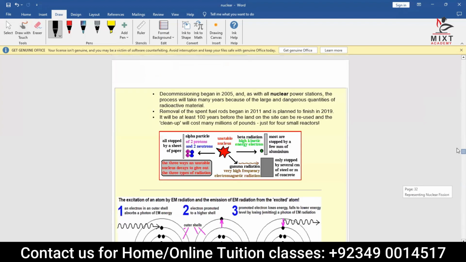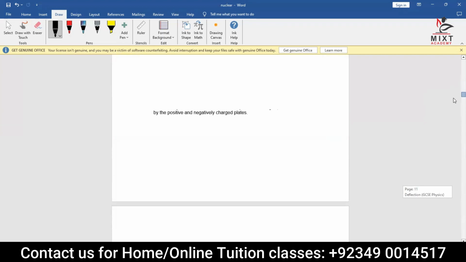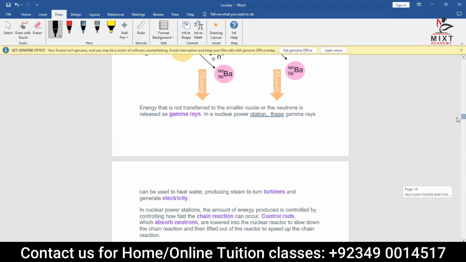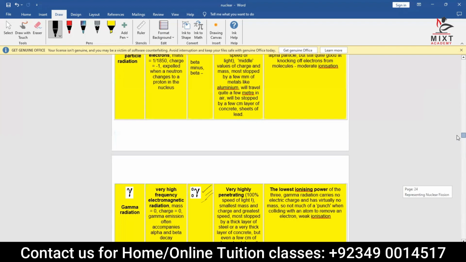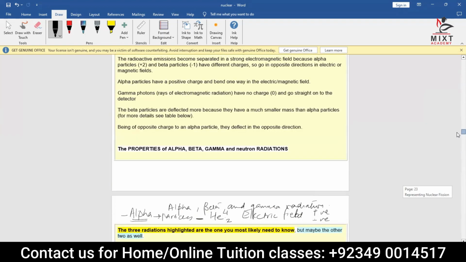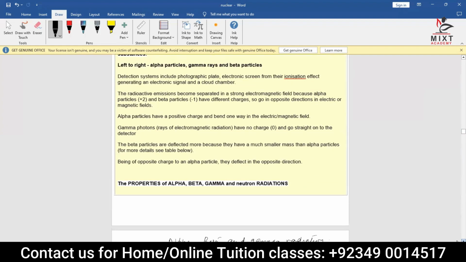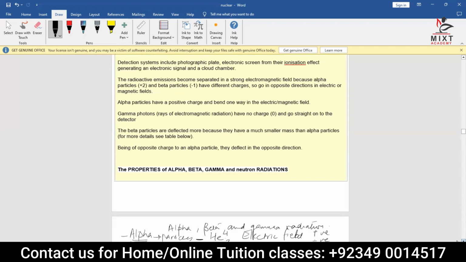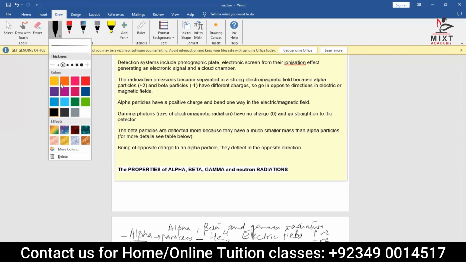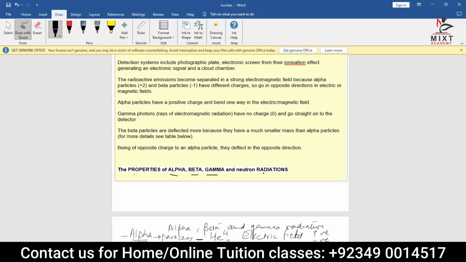At this point, we have to understand that the major radiations coming out from the unstable nucleus are basically alpha, beta, and gamma radiations. These are the three types of radiation coming out from the unstable nucleus. I'm not talking about the neutron, just alpha, beta, and gamma radiations.